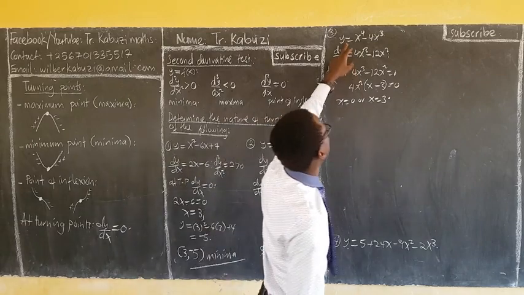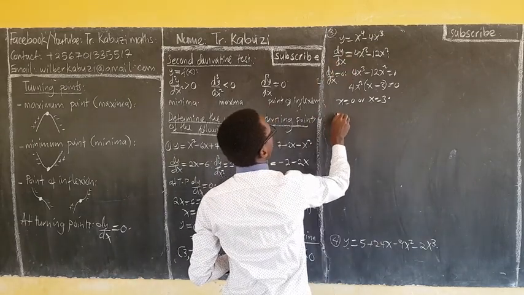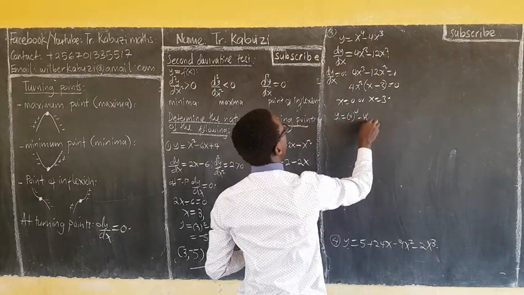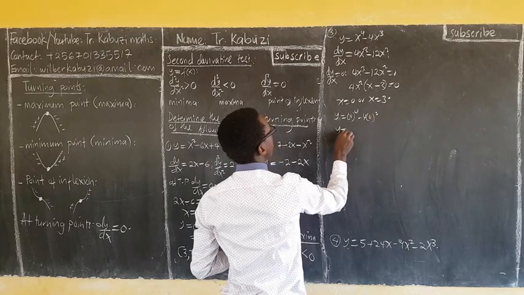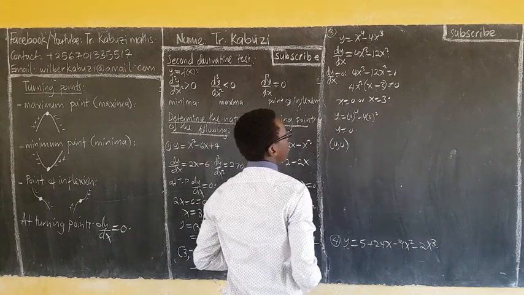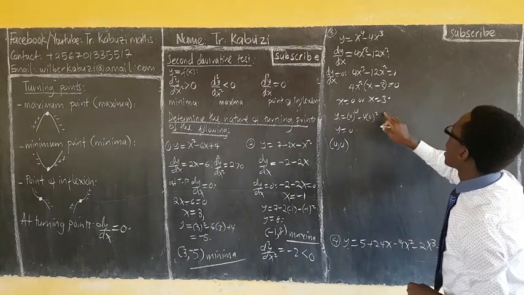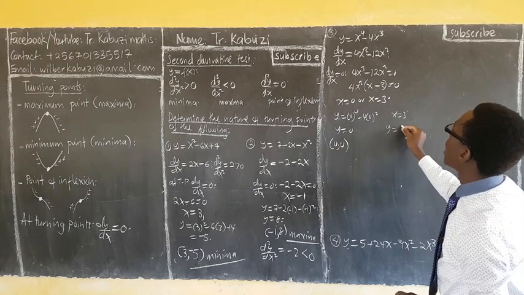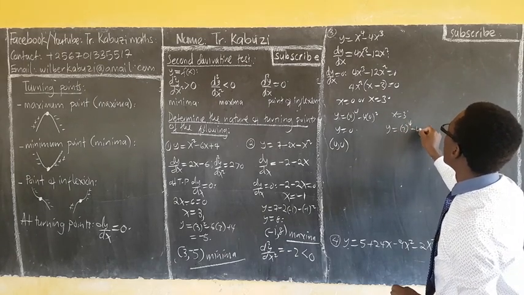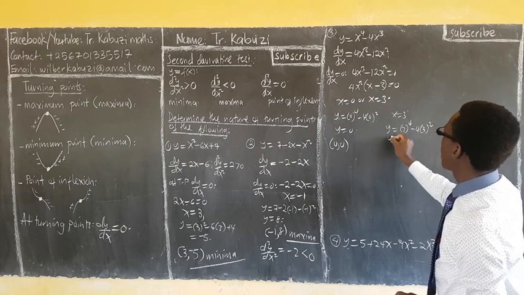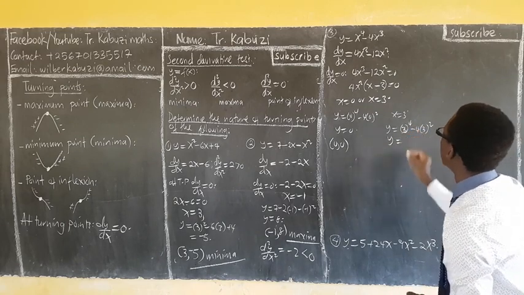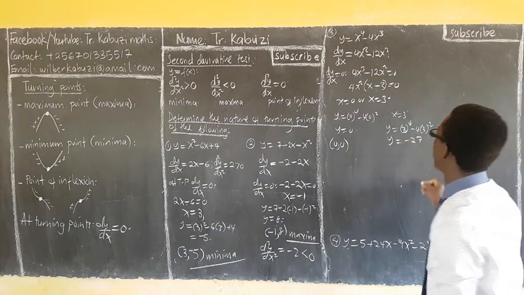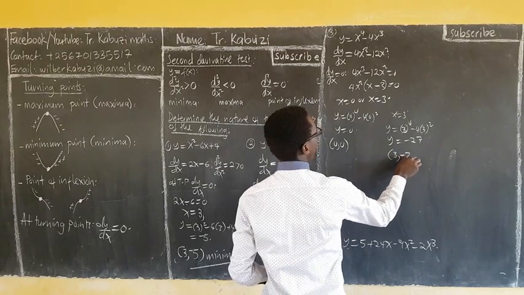When I substitute the corresponding values, when x is 0, y will be 0 to the power 4 minus 4 into 0 cubed, so y will also be 0. So the point is 0, 0, and I don't know its nature. When x is 3, I want to know the value of y there. My y will be 3 to the power 4 minus 4 into 3 cubed, which is 81 minus 108, which is negative 27. The point we have here is 3 comma negative 27.